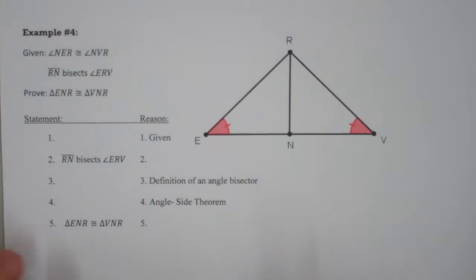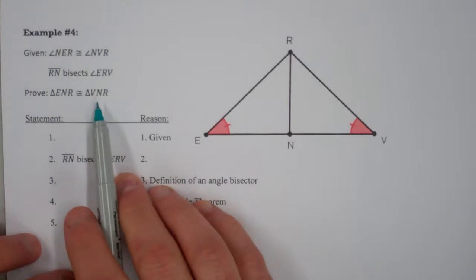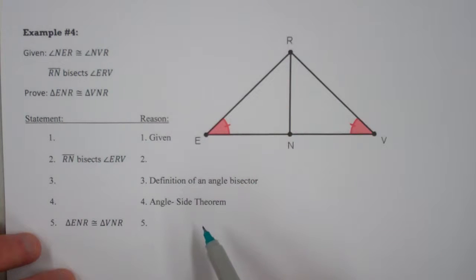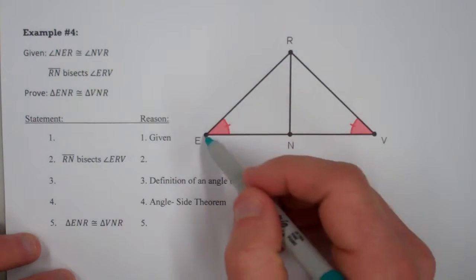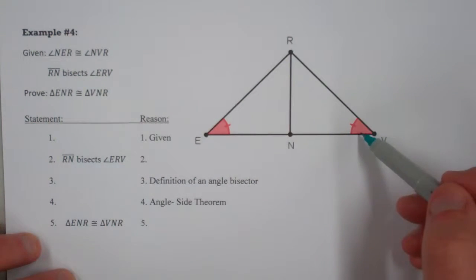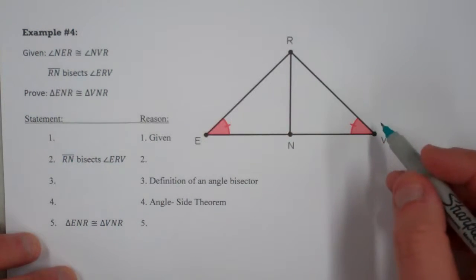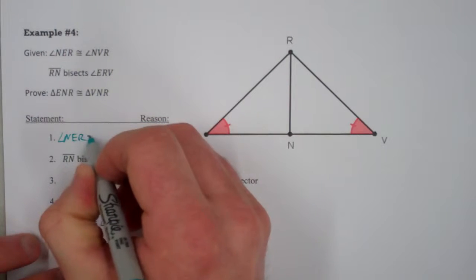In example 4, we're given a few pieces of information and we want to prove these two triangles are congruent. It looks like some of them here are labeled, so we'll figure that out as we go. We're given that angle NER, which is this one, is congruent to NVR, which is this angle, and it's marked. If it wasn't marked, you'd want to absolutely make that mark in the diagram yourself. And we actually need to state that here in our proof.